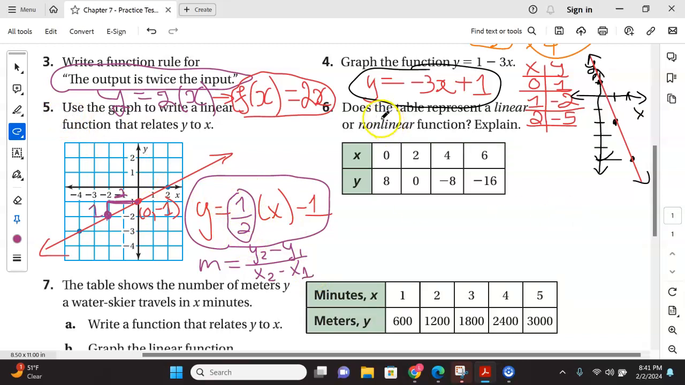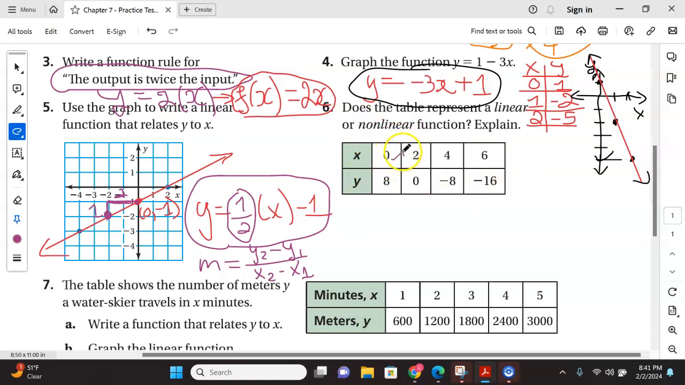Number 6 says, does the table represent a linear or non-linear function? And you have to explain. Let's take a look at this table of values. If it's a linear function, then the rate of change is constant. And if the rate of change is not constant, then it's a non-linear function. So let's look at the rate of change, the change in y over the change in x, to see if it is constant or not.